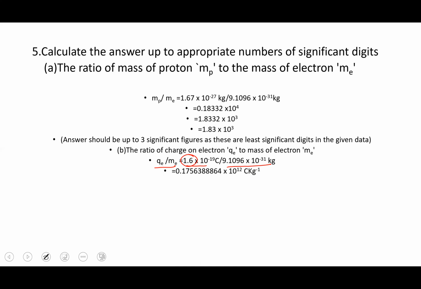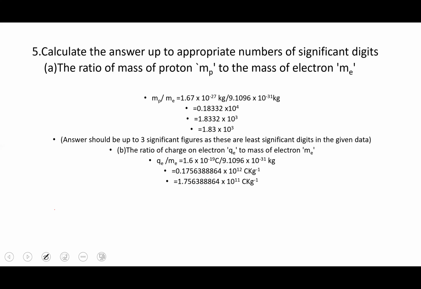First of all, we convert that into scientific form. It is going to be written as 1.75688864 times 10 to the power 11, because we have moved the digit to one side, so the power becomes less. Now, only 2 significant digits were required, so all these digits will be removed. As this 6 is greater than 5, it will carry, so it will be written as 1.8 times 10 to the power 11 coulomb per kilogram.